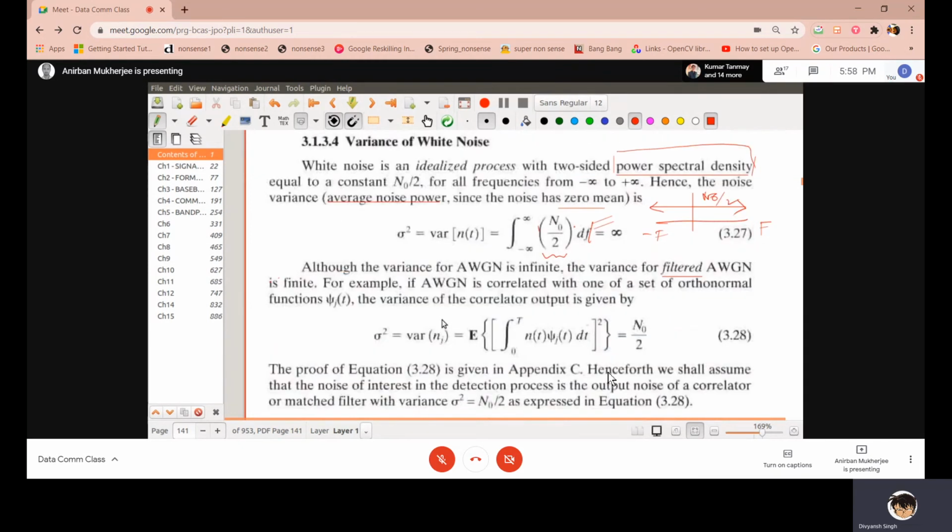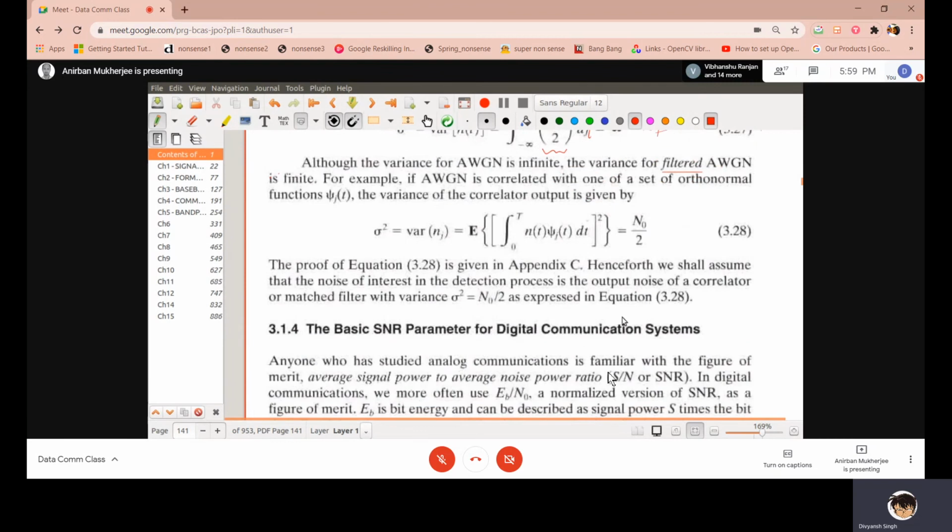That means that if the AWGN is correlated with one set of orthogonal functions, psi j t, the variance of the correlator output n j will be sigma square. If I do this, that is n t and psi j t, it will come as N0 by 2. Now, I'll explain this thing in the next class, okay.